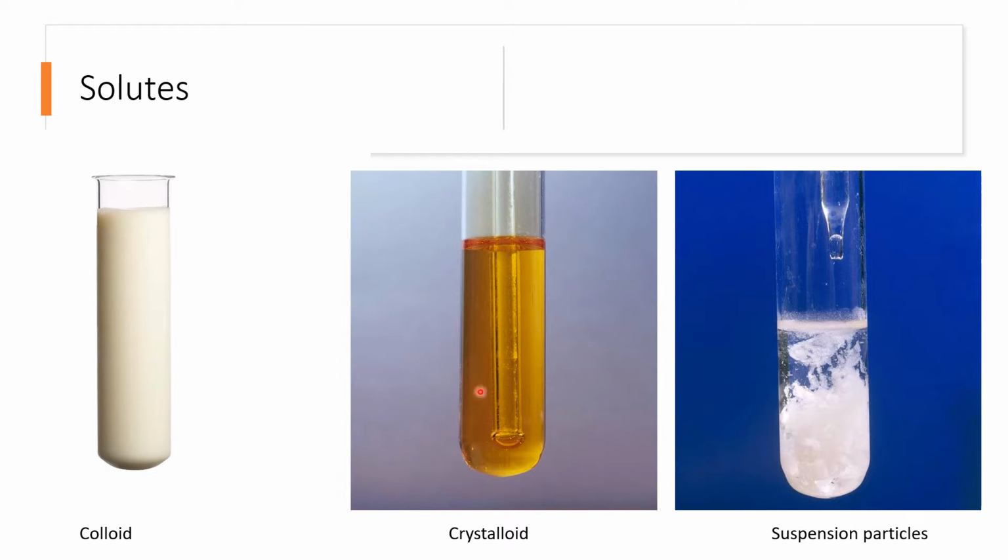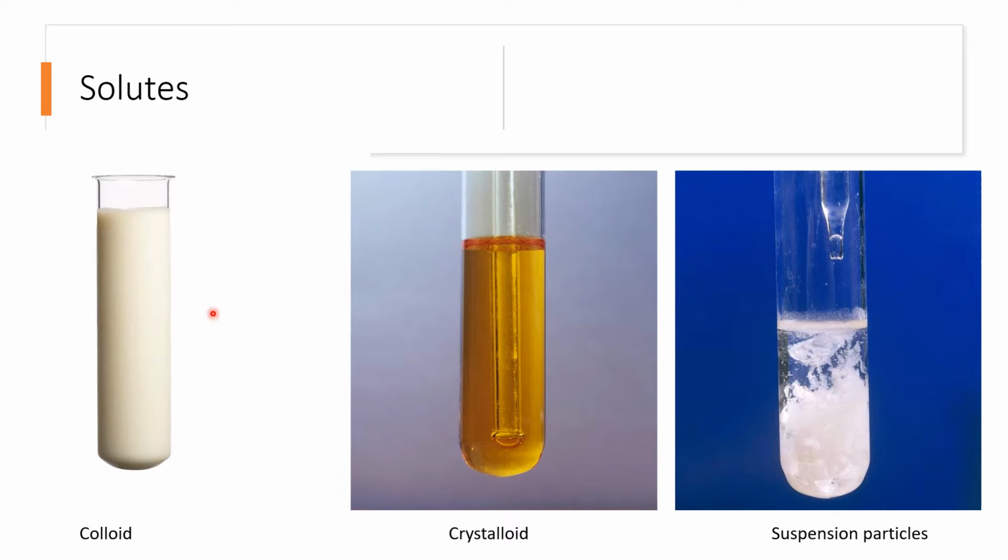If you add iodine to water, you are going to be able to see through it because those iodine particles are really small. They're going to dissolve in the water. So when you're able to see through it, that would tell you that the particles in that solution are crystalloids.